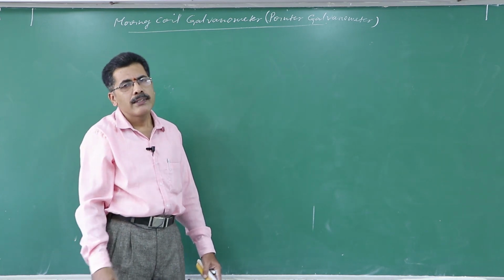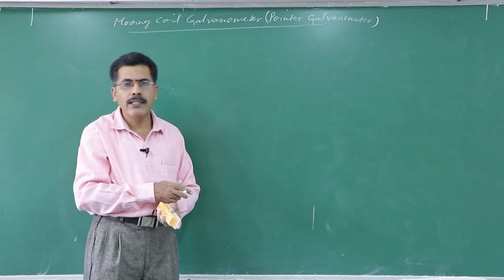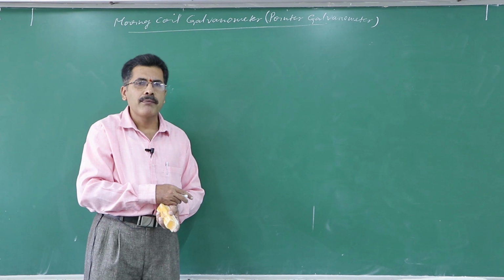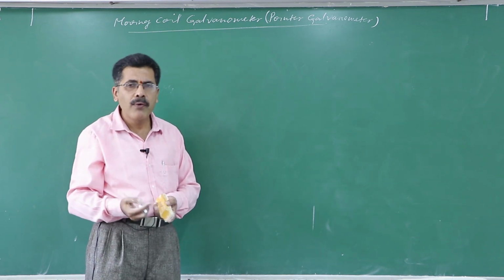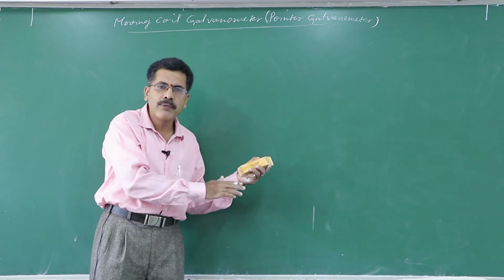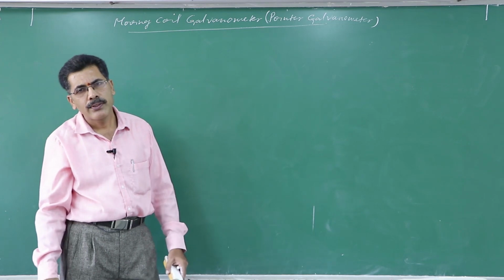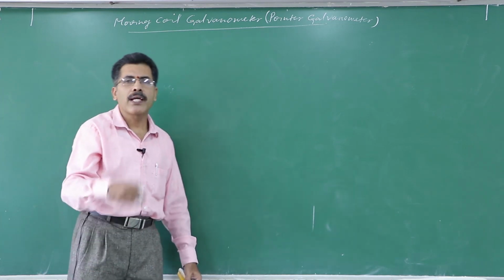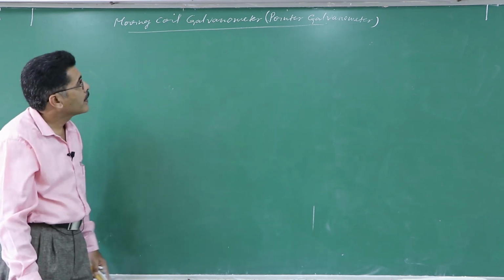Now we shall understand the construction and working of a moving coil galvanometer, its current sensitivity, voltage sensitivity, and how we can convert this galvanometer into an ammeter as well as a voltmeter. How it can be converted. All these things we shall understand in this topic.